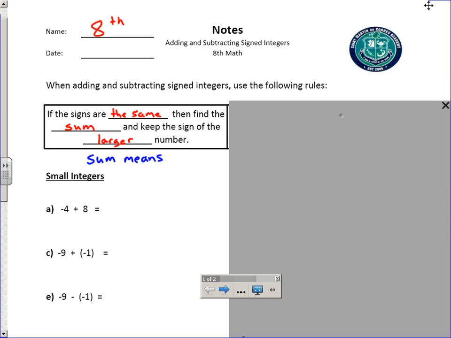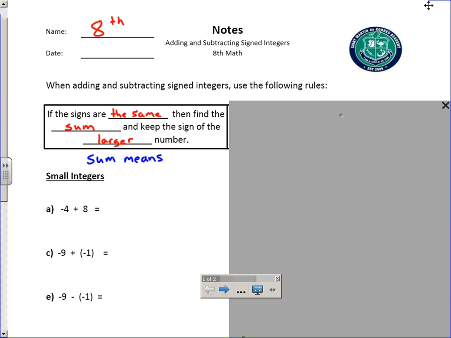This is our notes on adding and subtracting signed integers. This is all a review from last year, so for some of you this will be pretty easy. For some of us, it'll be a good review and a reminder. Go ahead and fill in what I filled in there. This should be something that you remember from last year.